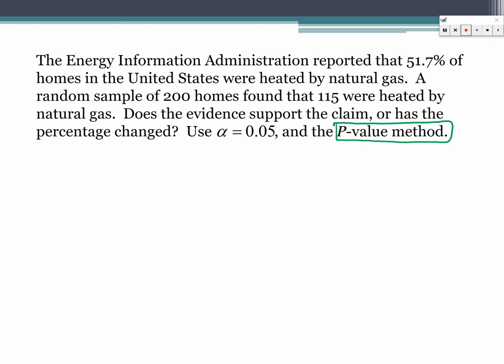So if we take a read through our question, we have 51.7% of homes in the United States were heated by natural gas. We have a random sample of 200 homes, and we found that 115 were heated by natural gas. Does the evidence support the claim that the percentage has changed? And we are explicitly told, use p-value. Our first step, no matter which method we're using, traditional or p-value, is to state our hypotheses and identify our claim. All right. So we have our H's.